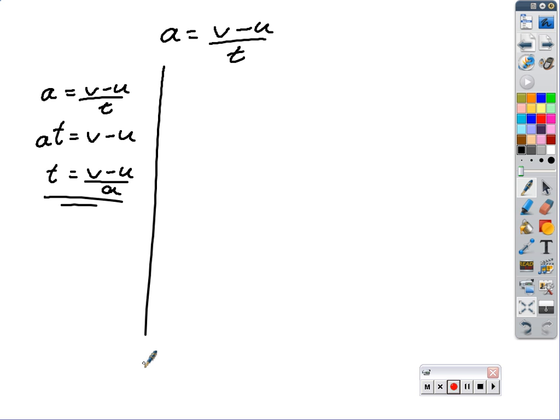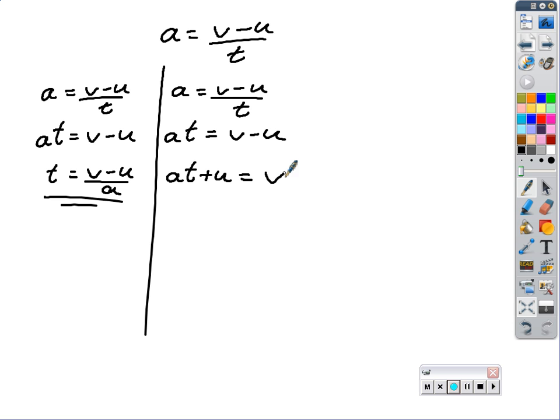Next one, you want to get V, for example. So you start off with A equals V minus U over T. You want V. This gets a bit more difficult because you've got a multiplication, a division, addition and subtraction all mixed up together, and you want to try and get the V out. The first step should still be get the T over. Then you want to get rid of the U. So that's a minus U. What do we do to get rid of a minus on one side, Jason? Add. So we add the U to both sides. So it's AT plus U equals V. That ends up being V equals AT plus U.